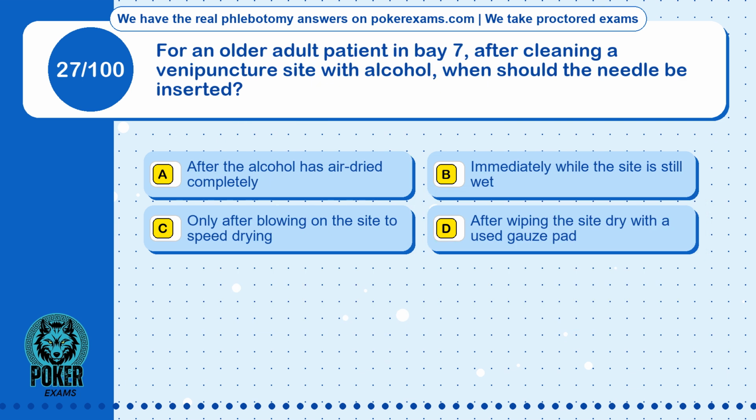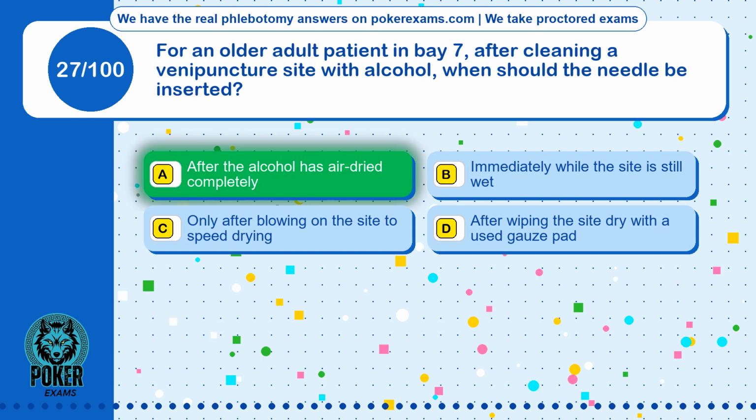Question 27. For an older adult patient in Bay 7, after cleaning a venipuncture site with alcohol, when should the needle be inserted? Option A, after the alcohol has air dried completely. Option B, immediately while the site is still wet. Option C, only after blowing on the site to speed drying. Option D, after wiping the site dry with a used gauze pad.